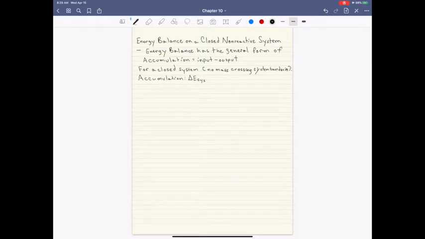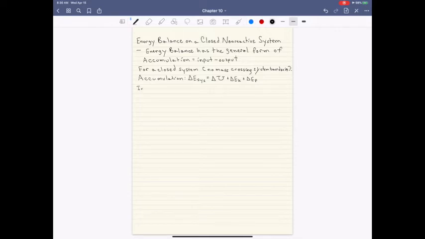Now, as you remember from our energy balances on steady state systems or closed systems, if you think about those equations, once again on the left hand side, we're just going to be worried about the change in internal energy, the change in kinetic energy, and also the change in potential energy. So the same things that you saw on the left hand side in your other energy balance equations.